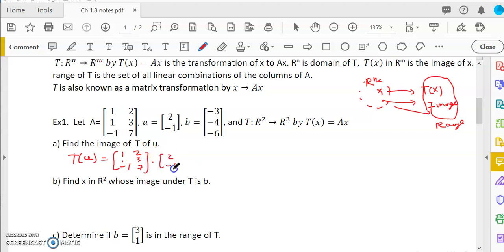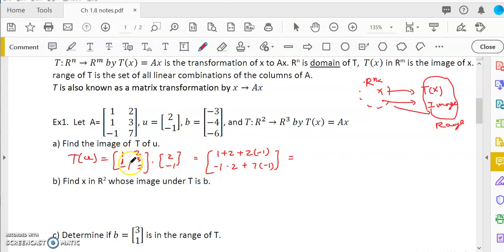Remember U is 2, negative 1. If we are multiplying a matrix with a column vector, we can do row times column. So that would equal 1 times 2 plus 2 times negative 1, and negative 1 times 2 plus 7 times negative 1. Right? Or you can think of it as 2 times this column plus negative 1 times this column. Oh, there is another one.